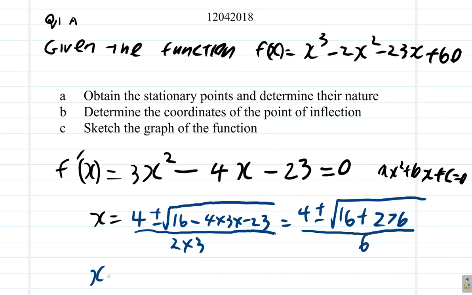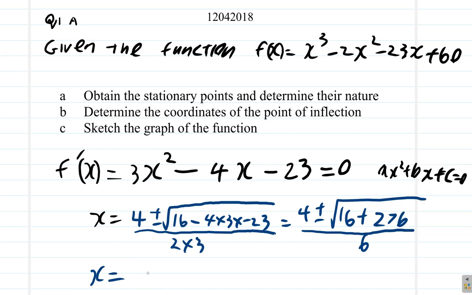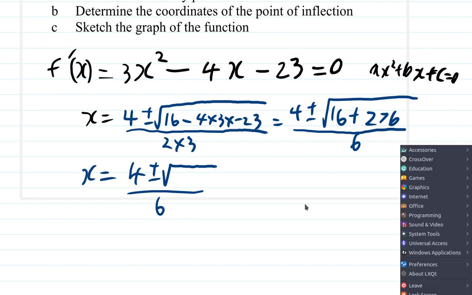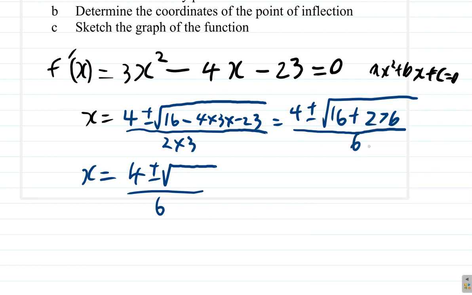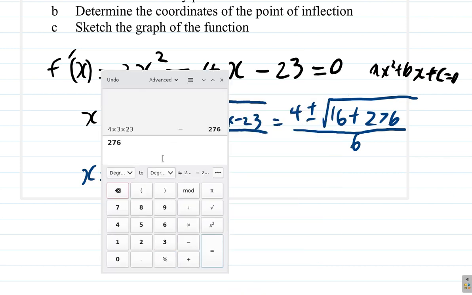So x equals, let us just write 4 plus or minus first. So we have 4 plus or minus the square root of all of this over 6. But the square root of what? What we have is 16 plus 276. What does that give us? 16 plus 276 equals 292.